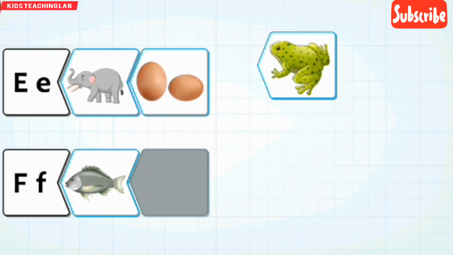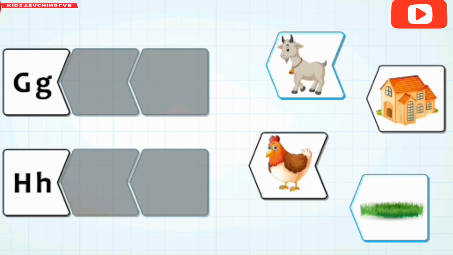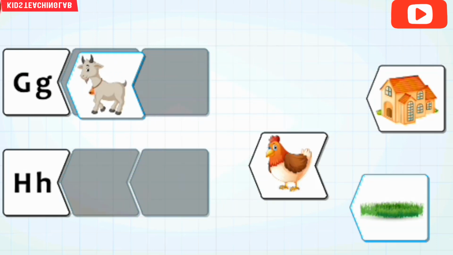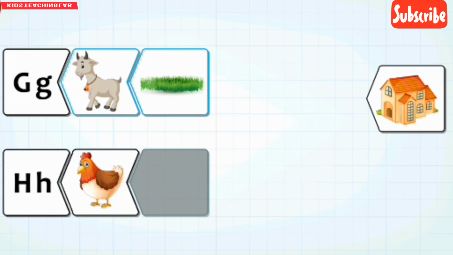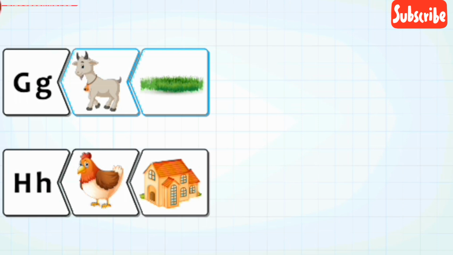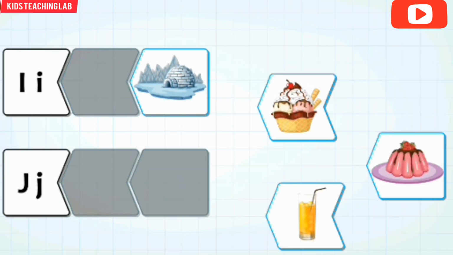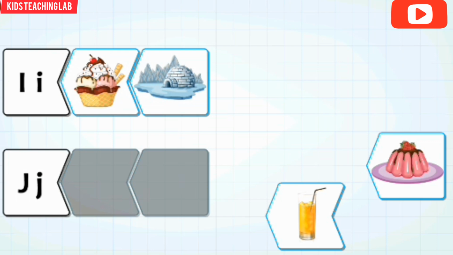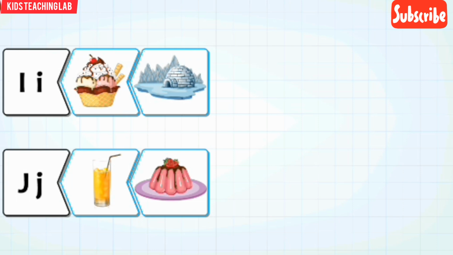F for fish, F for frog. G for goat, G for grass. H for hen, H for house. I for igloo, I for ice cream. J for juice, J for jelly.